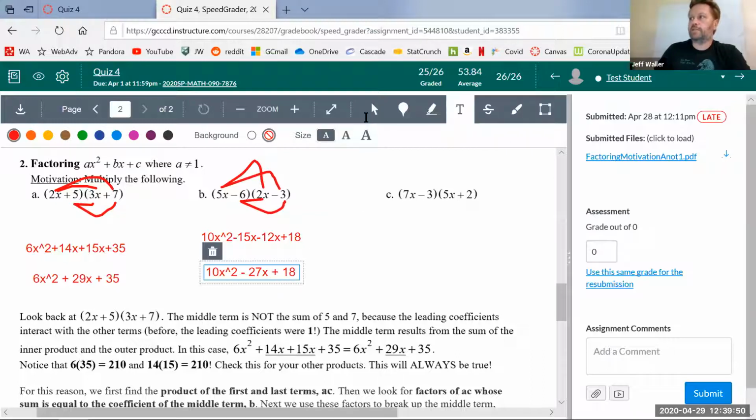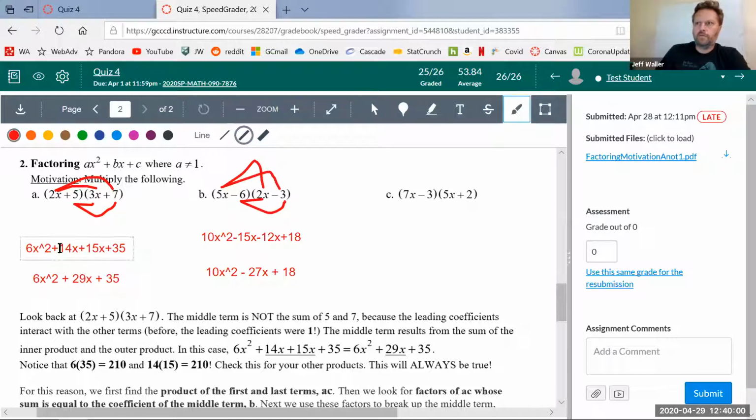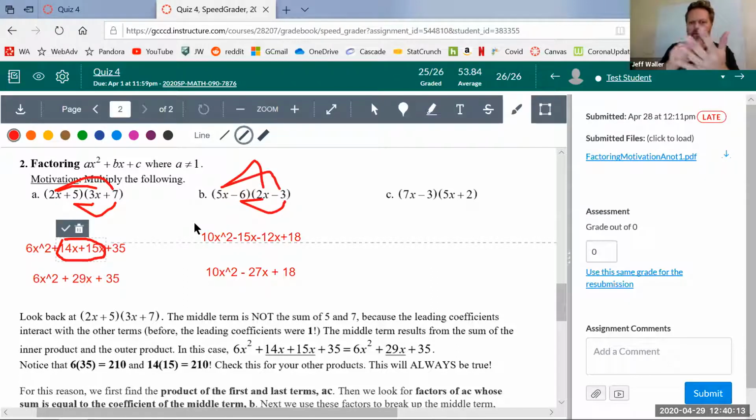Now watch this. Before we do the last one, I want you to notice something. Look at the first one we did here. The middle terms, 14 and 15. What is 14 times 15? Does somebody do that for me? What is 14 times 15?